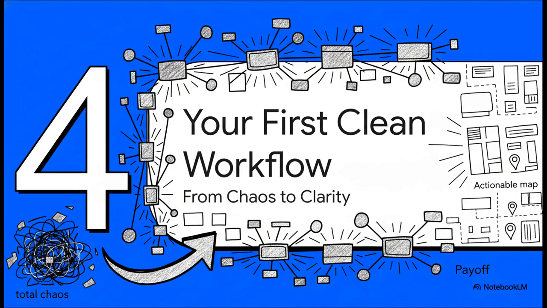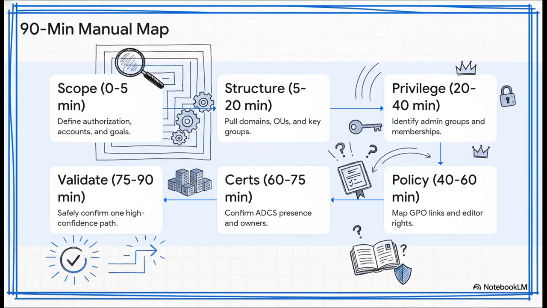Okay, we've talked about the traps, we've covered the blind spots, so now for the payoff. Let's put this all together into a clean, repeatable workflow that will take you from absolute chaos to a map that's actually actionable. And here it is. This is the path forward, a 90-minute time-boxed process. You see how it starts with defining scope? That avoids our very first trap.